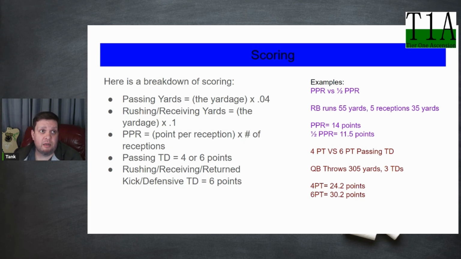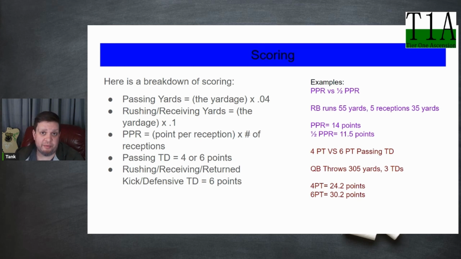Passing touchdown. A lot of formats are 6. Some formats are 4. If you are in a 4 point per passing touchdown league, rushing quarterbacks are huge because they're getting 6 for rushing it in. So you think through your rushing quarterbacks, Lamar Jackson comes to mind. He had a lot of rushing touchdowns as well as some passing touchdowns. But anytime he's rushing a touchdown, he's getting you 2 more points per touchdown. Rushing, receiving, return, kicked, a defensive touchdown, those are typically 6 points, just like in real life.